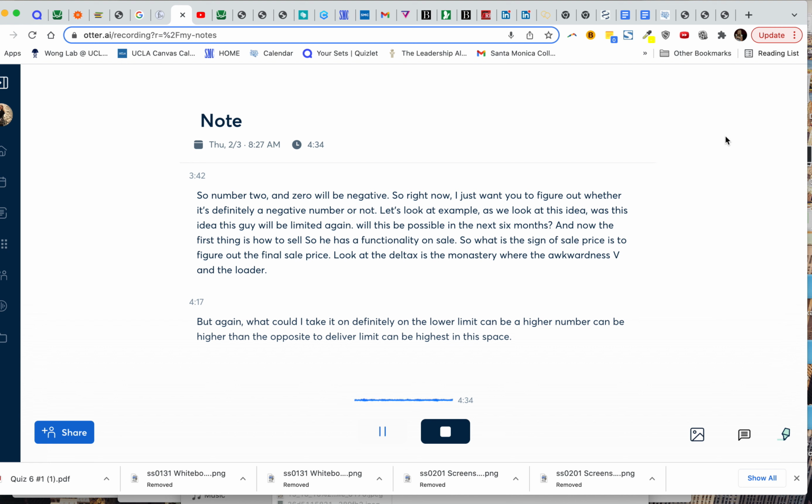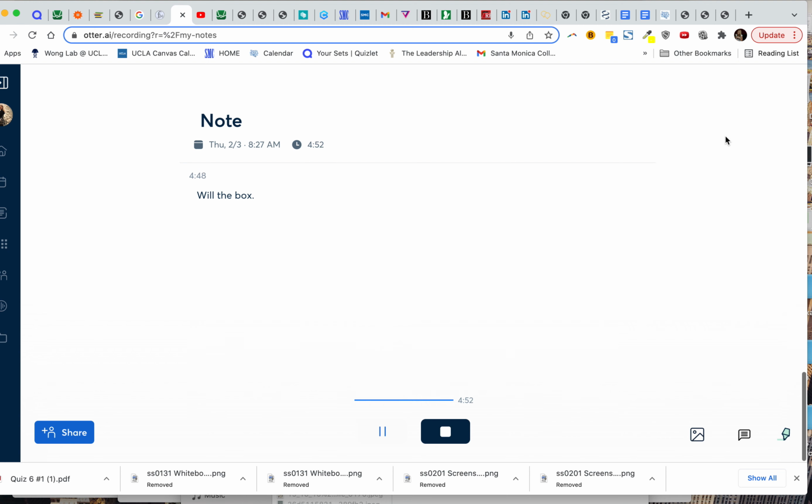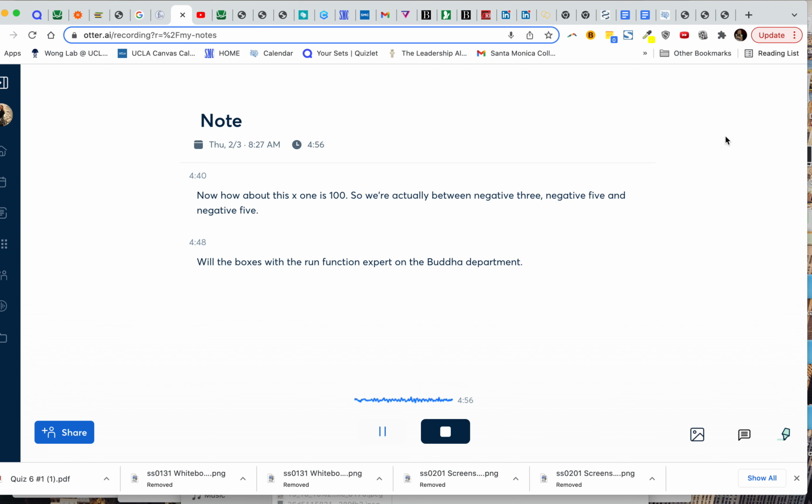In this case, what is this? It is from minus 3 to 5. It is indeed from a low number to a high number. So we can see that delta x will be positive. And now, how about this x squared minus 100? When x is between negative 3 and plus 5, will this integrand function, x squared minus 100, be positive or negative? Can you tell me? Is that positive or negative?